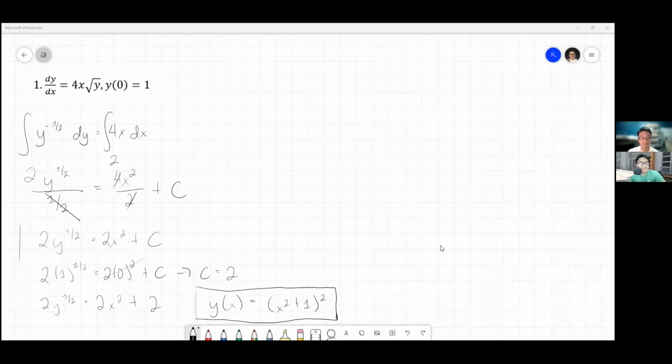Yan, tama naman yung integration ko. Okay. Just making sure. No questions? Sige. I guess yun naman so far yung problem natin. Wait lang.